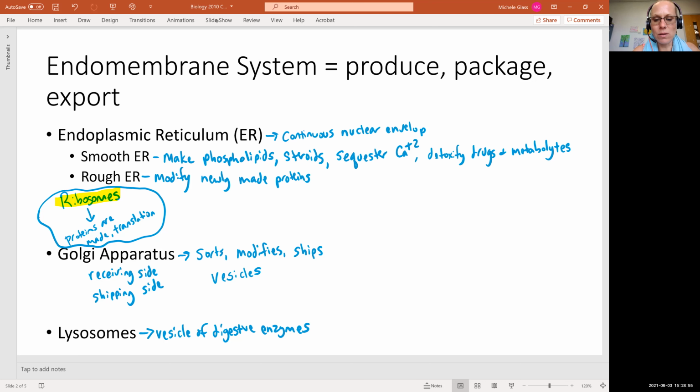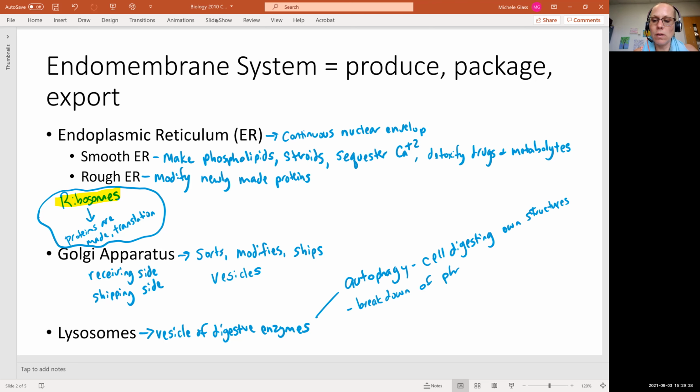So we actually have this term here, autophagy, which is talking about a cell digesting its own structures. So again, maybe because you have a worn out organelle or pieces like that. We have, again, breakdown of pathogens. So we're going to see lysosomes in any kind of phagocytic cell.